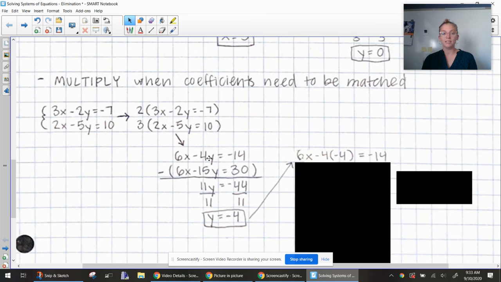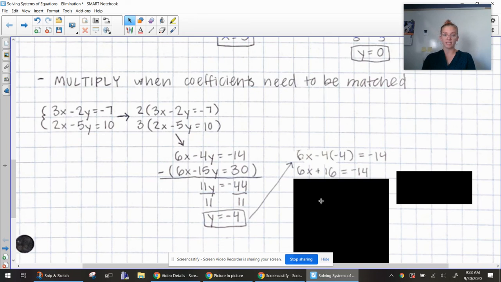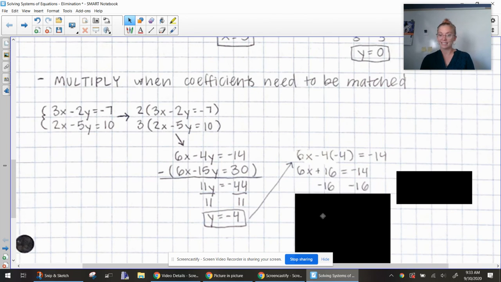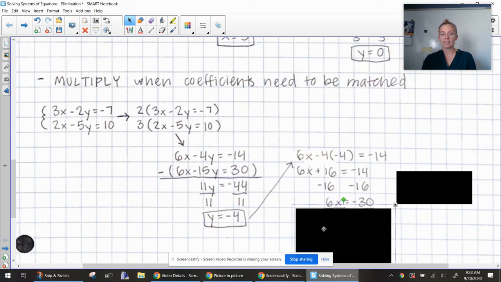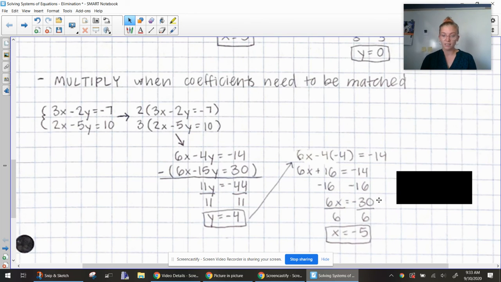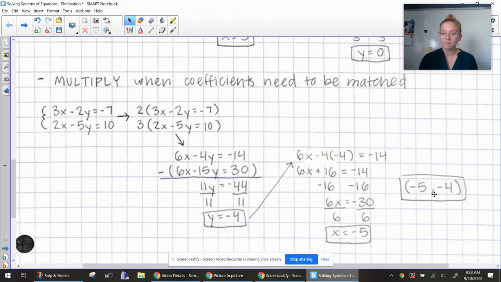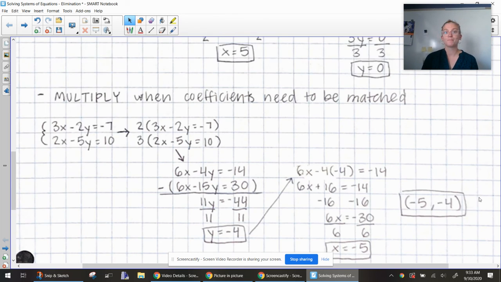I substituted in y equals negative 4 for y. That gives me 6x plus 16 equals negative 14. I subtracted 16 on both sides of my equal sign. That gives me 6x equals negative 30. Divide by 6 on both sides, and x equals negative 5. So my final solution is negative 5, negative 4.